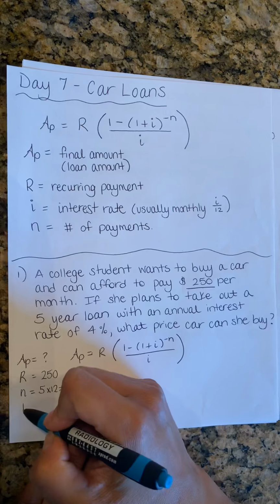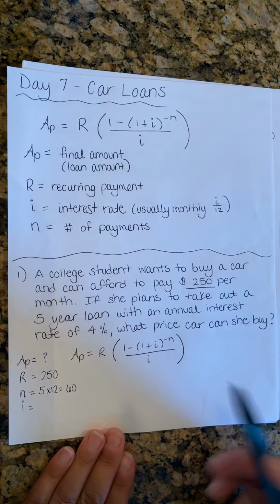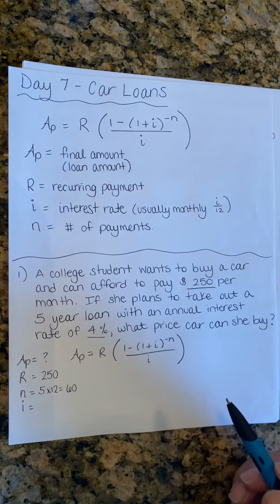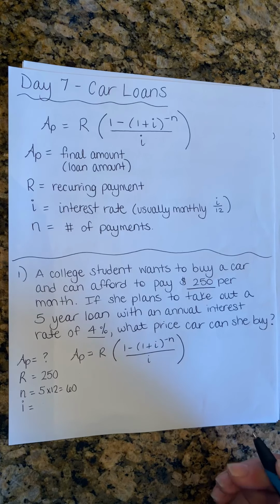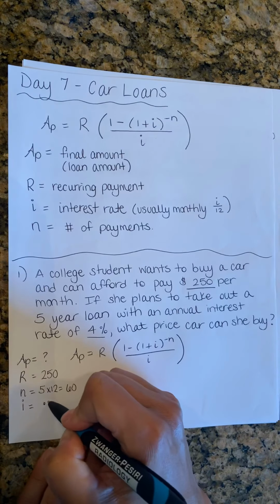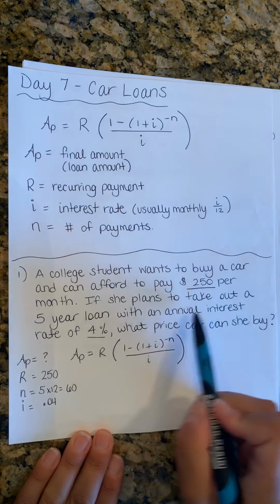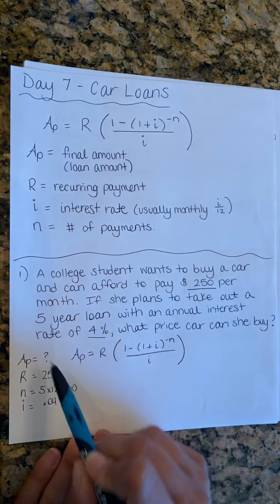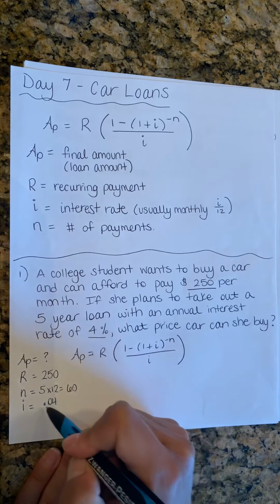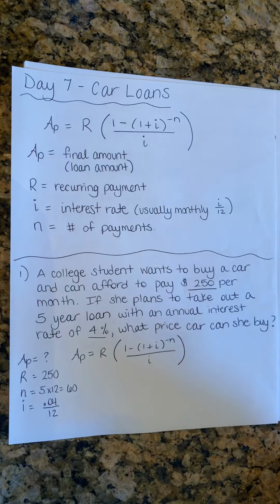And then we have I, which is our interest rate. So her interest rate is 4%. As a rate, you would move your decimal to change it to 0.04. But again, that's the annual interest rate. All these numbers are monthly, so I need to divide that by 12. So there's my numbers. I'm going to plug into the formula.